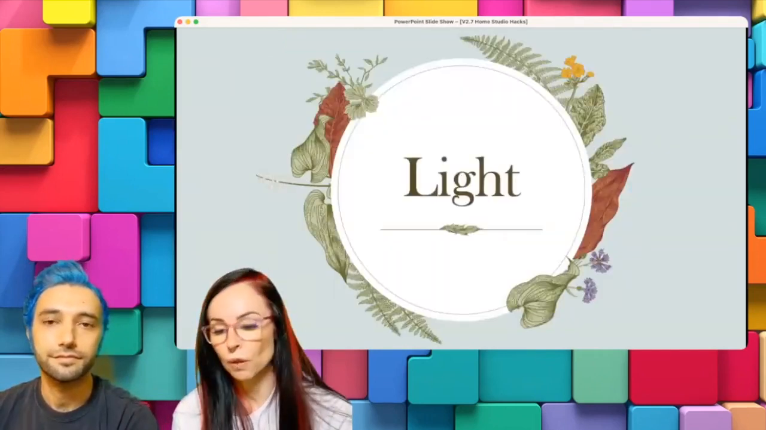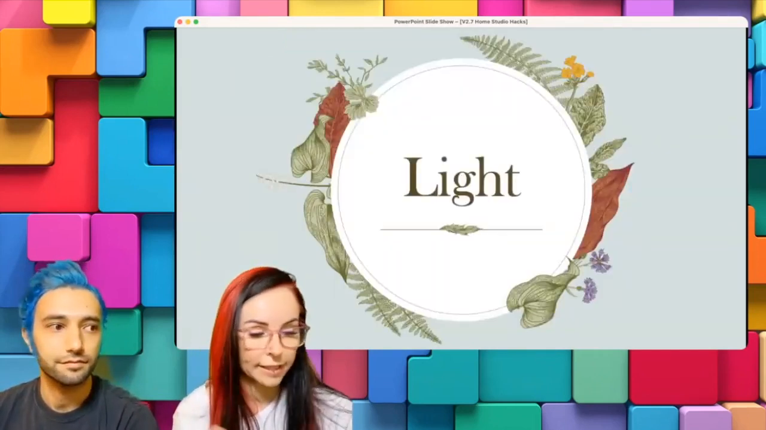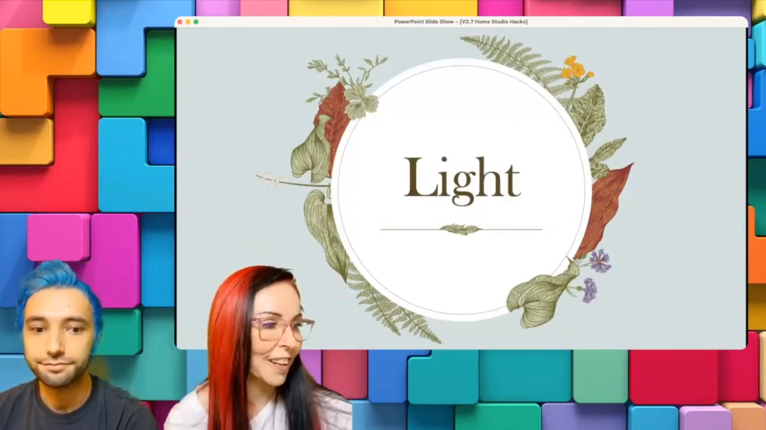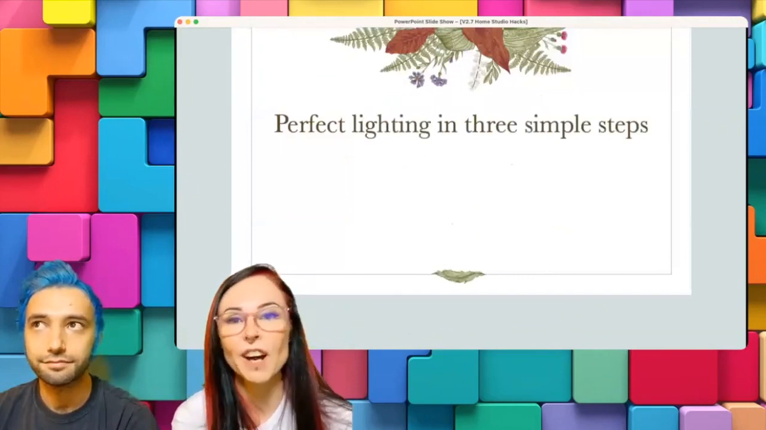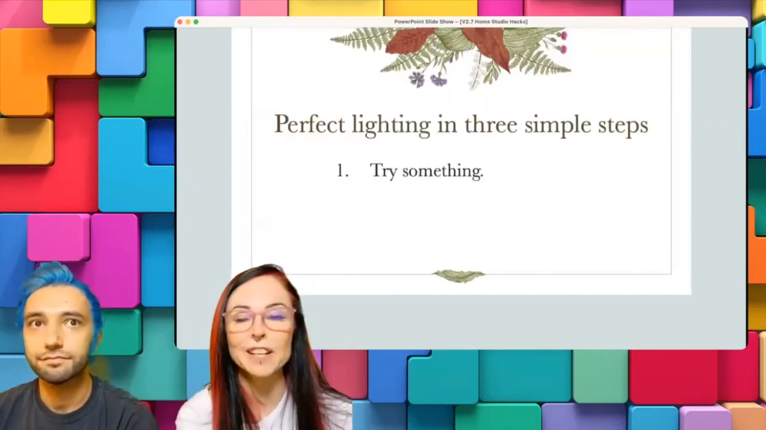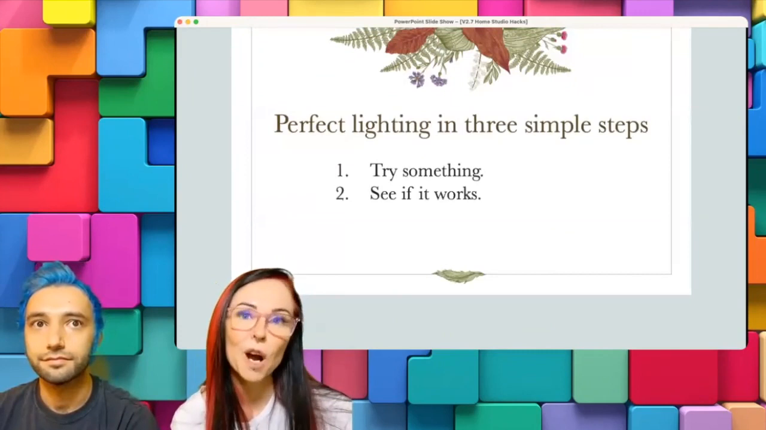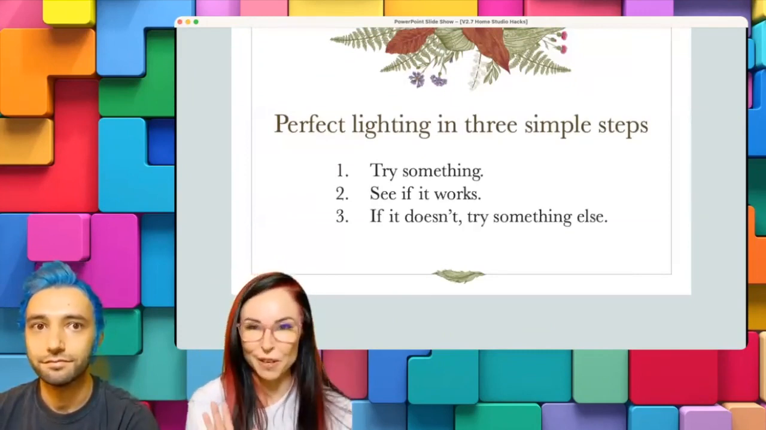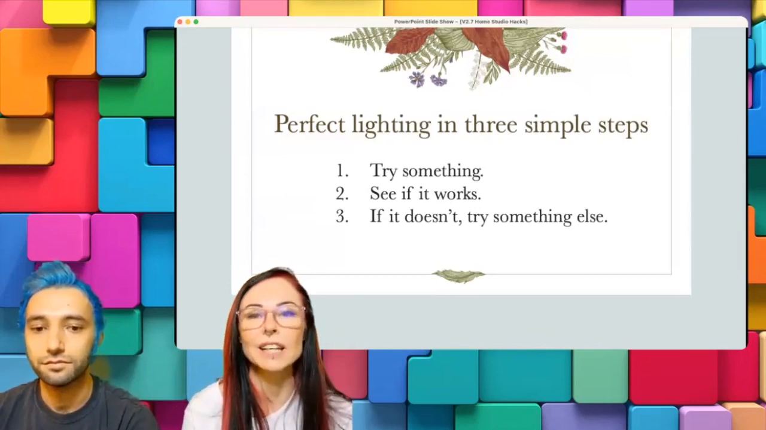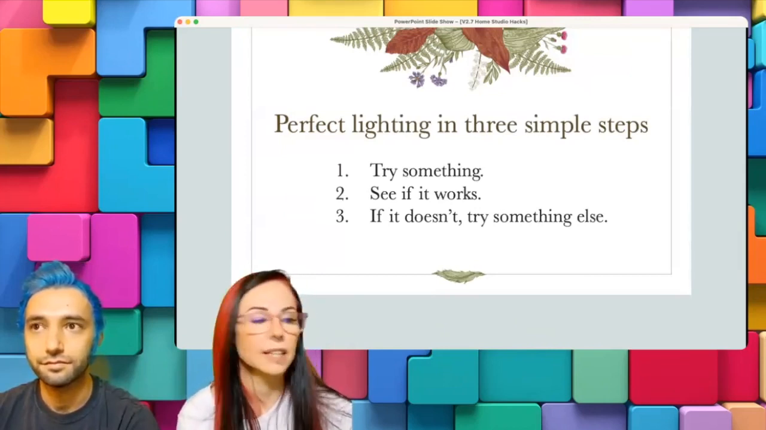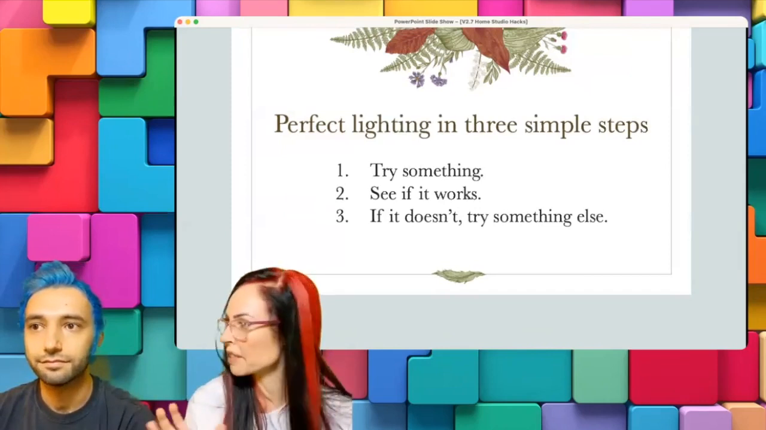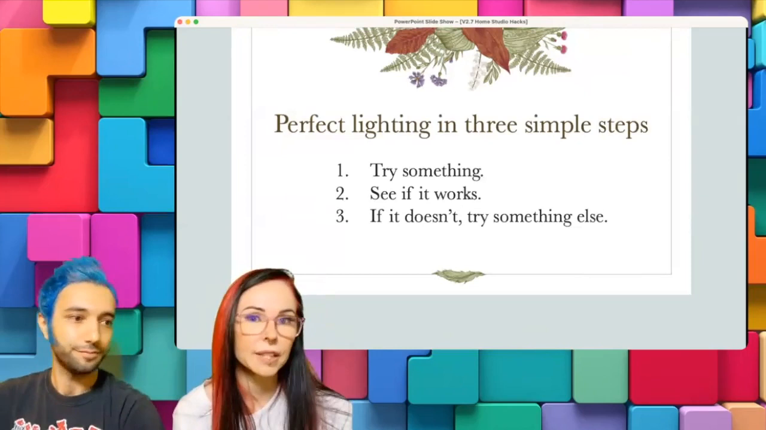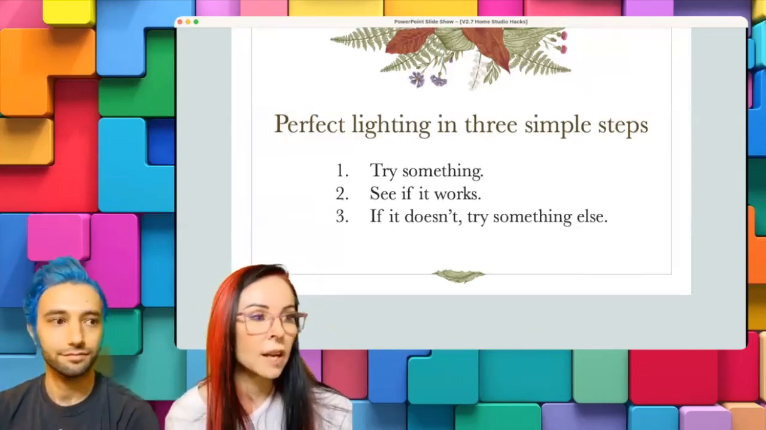So let's move on to light, and, as those in the business call it, exposure. Perfect lighting in three simple steps: try something, see if it works, and if it doesn't, try something else. I'm going to give you the basics of the recommended three-point lighting setup, but really it's all about moving things around, seeing how they look, and moving them around again, particularly when you're lighting a green screen.